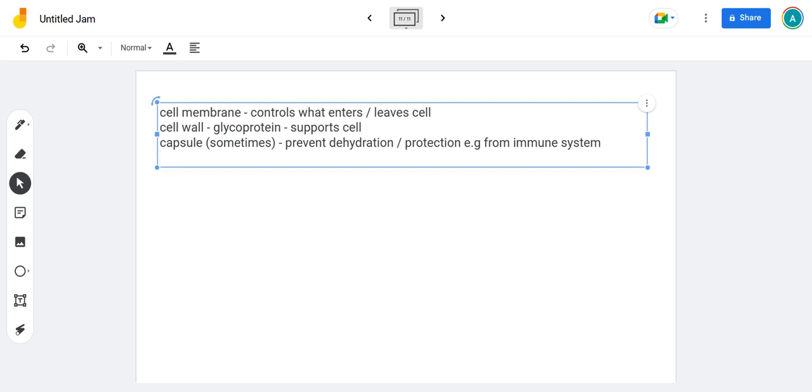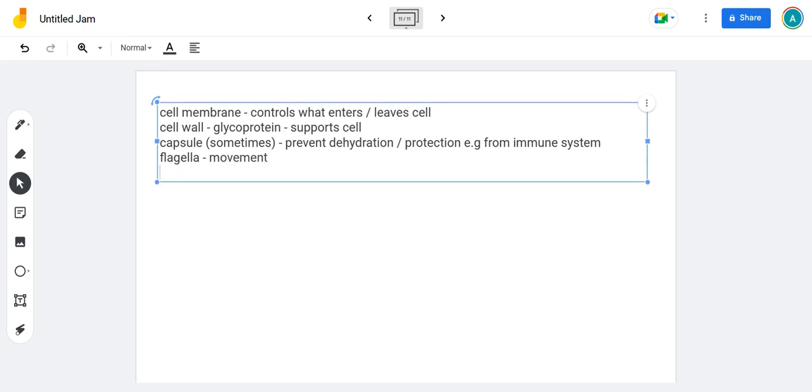Then the other things we've got on the outside is we've got the flagella, which is the tail-like structure that's just for movement. Some bacteria don't have flagella, some have more than one flagella, but that's what it's for. And then we've got these little pili around the outside, which we've mentioned briefly. They're like little hairs sticking out from the edge of the cell, and they allow it to stick onto other surfaces, to attach onto other surfaces.